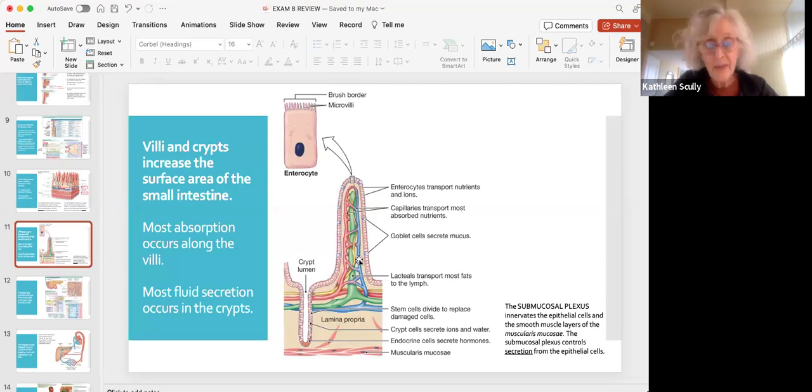You can as well appreciate these structures called lacteals. And when the epithelial cells absorb nutrients, particularly when they absorb fats, the fats are going to enter the lacteals. Other nutrients are going to enter directly into the bloodstream.